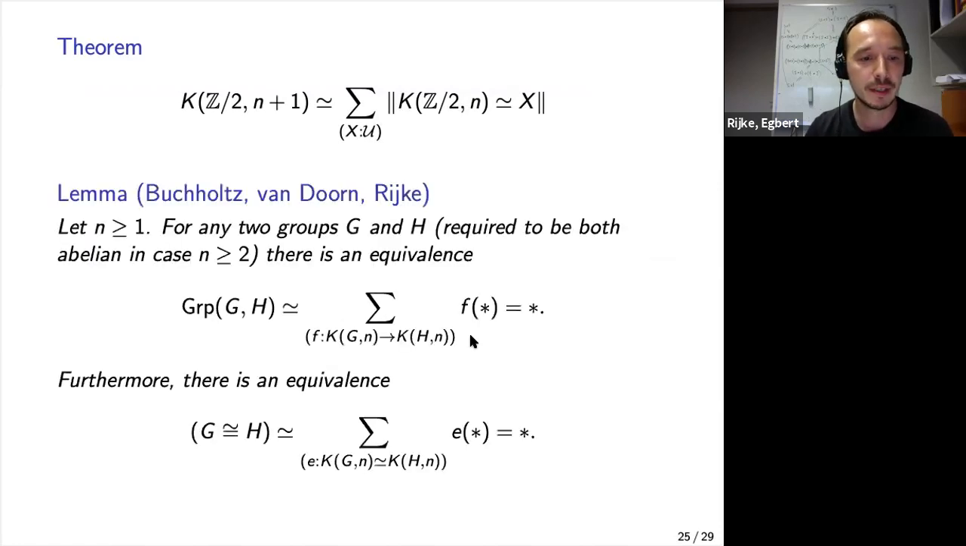In order to prove it, I'm going to use a theorem from Buchholz, Dorn, and Rijke from our higher group theory paper. If you have two groups, G and H, then the type of group homomorphisms is equivalent to the type of pointed maps between their classifying spaces. Or if you go to higher KGNs, then it's just pointed maps between those higher KGNs, but then G and H must be abelian. And you can also do this with group isomorphisms. Then instead of an arbitrary map, you just get an equivalence. So it's this particular statement that I want to use in my proof.